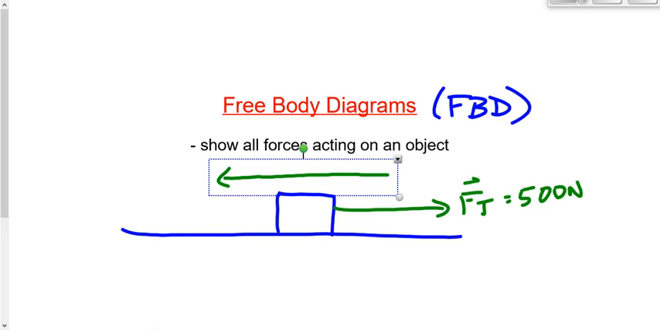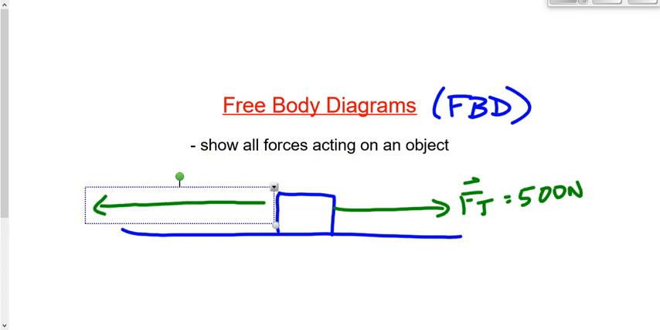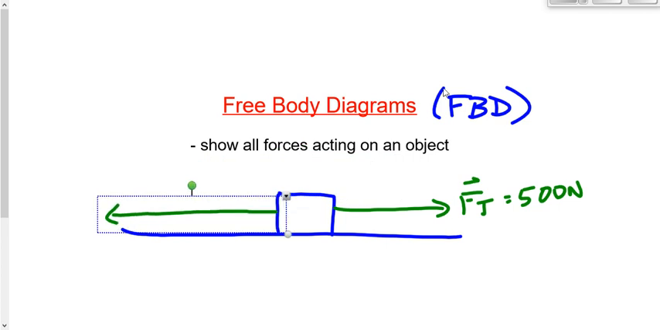How come? Because it's a bigger value. It's 600 newtons, so it should be about 20% longer. Where I draw it doesn't really matter, as long as I get the direction drawn right, and as long as I get the ballpark magnitude drawn right, then it doesn't really matter where I draw it.